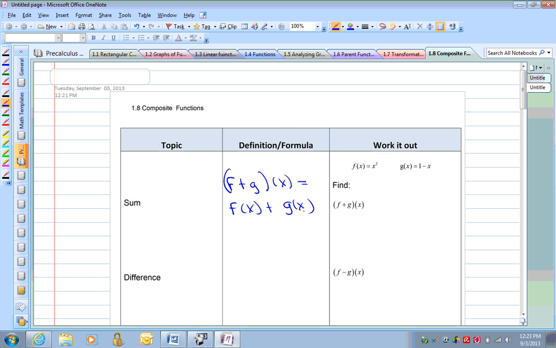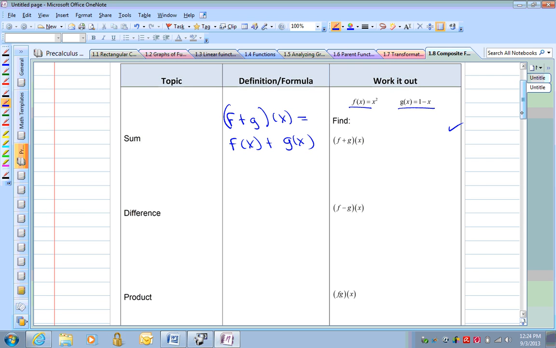So I want you to go over to the right over here, and in the 3rd column go ahead and take this f function and g function and add them together. I'll pause. You can pause and do that, and then I'll be right here waiting for you.